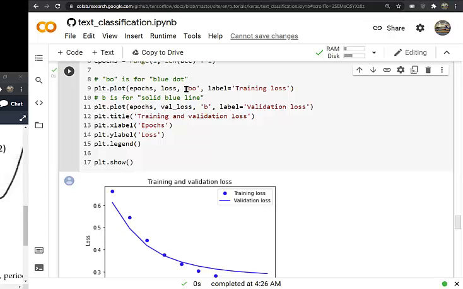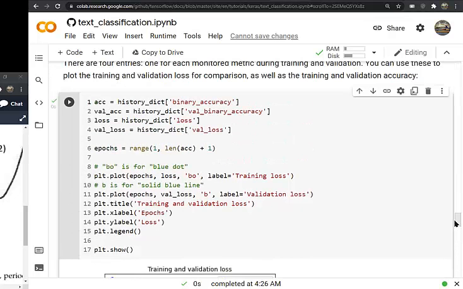And here we have BO, that's the blue dots here. And you can see that that's labeled training loss. Let me explain this in a little more detail. plt.plot. plt is because it's from the matplotlib routine, and plot is the command.